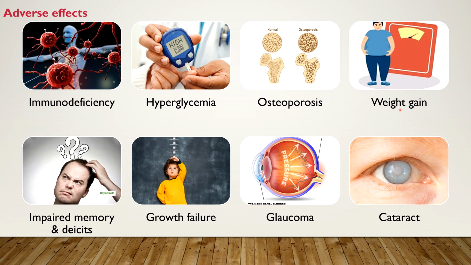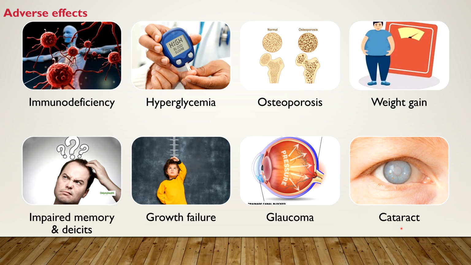Why do glucocorticoids cause weight gain? Because it increases the appetite, and also it makes alterations in the metabolism, so that weight gain will happen. And due to suppression of the CNS, it causes impaired memory and deficits. And also it affects the growth hormone, so that it causes growth failure. And also it causes glaucoma. Why do glucocorticoids cause glaucoma? Because it increases the intraocular pressure. Due to increase in the intraocular pressure, it will cause glaucoma.